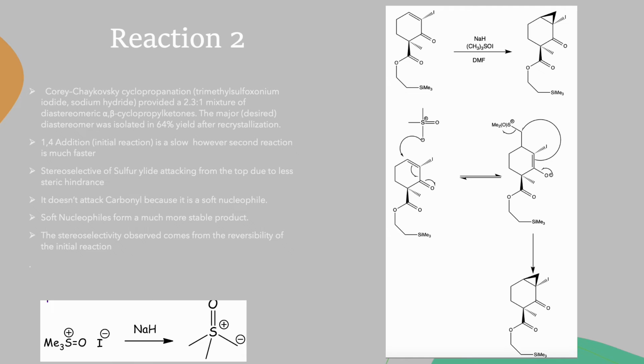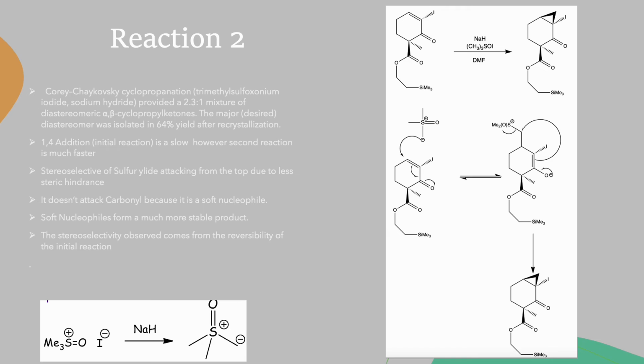And why does this decide to attack here rather than the carbonyl group? Well, this is because our nucleophile, in our case dimethylsulfoxonium methylide, is a soft nucleophile which doesn't attack this carbonyl group. So this attack results in a shift of electrons, which then results in this C=O double bond breaking, and which results in the oxygen being negatively charged.